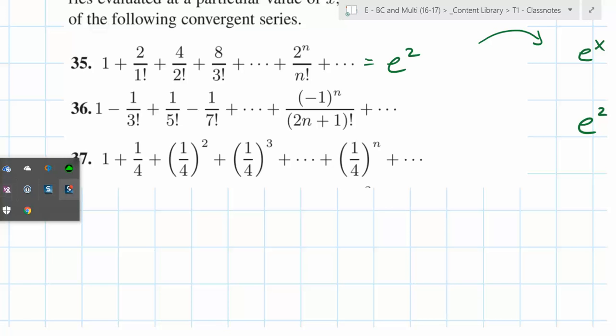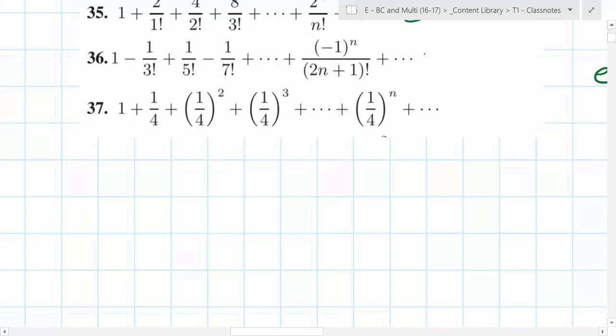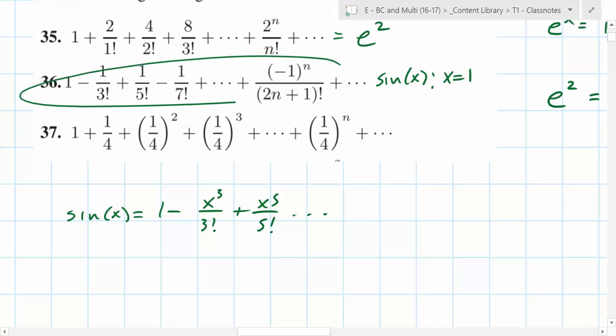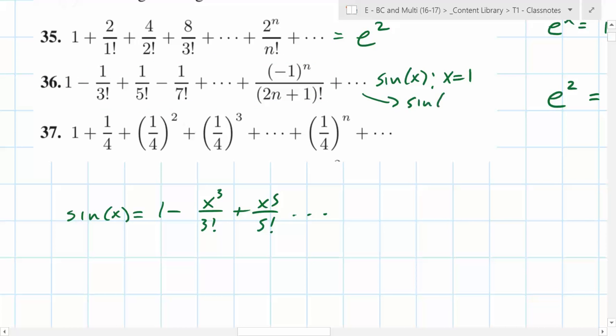Does that make sense? What does it look like? It looks like sine of x. So what is sine of x? It's x minus x cubed over 3 factorial, plus x to the 5th over 5 factorial, right? So what do you plug in for x to get this? You plug in 1. So what is the answer to 36? Sine of 1. So the answer to this is sine of 1.